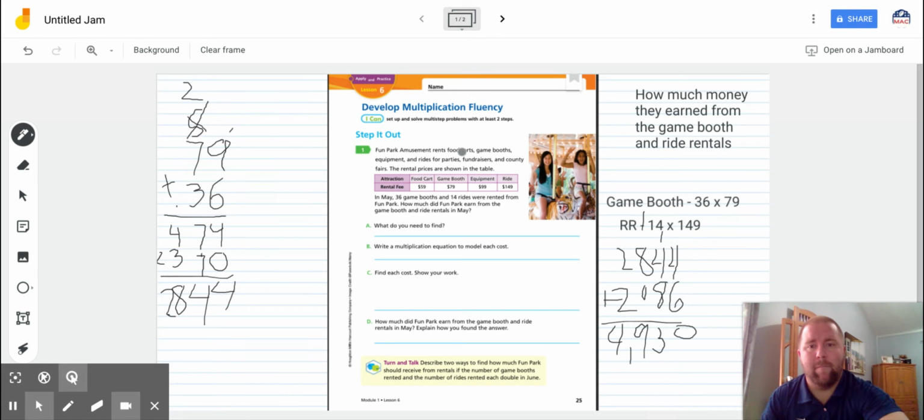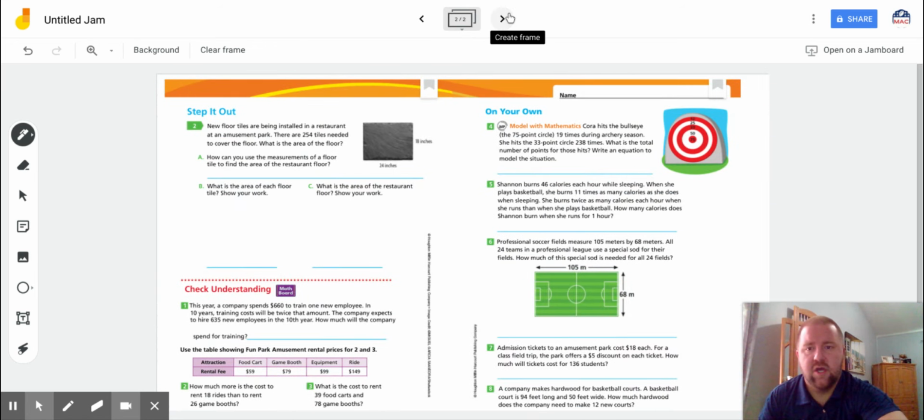We're doing multiplication fluency. So when we go on to the next page, question number 2 says new floor tiles are being installed in a restaurant at an amusement park. There are 254 tiles needed to cover the floor. What is the area of the floor? Over here, we see an area, 24 inches by 18 inches. To find the area, you're doing length times width. So in this problem, you'd have to find the area of one tile.